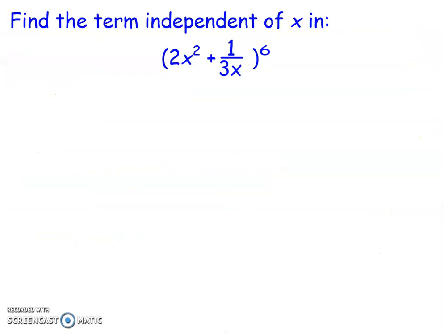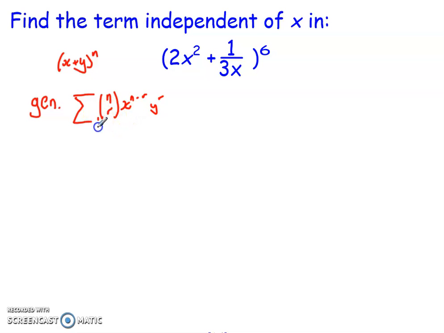First example is, imagine I want to find the term independent of x in this expansion here. Now the first thing we want to do is look at the general term of the expansion. So what's it going to look like? Now we know that for the binomial expansion, the general term is going to be something of the format nCr x to the n minus r y to the r, if we've got a bracket that is of the format (x plus y) to the n. This is how we're going to expand it.